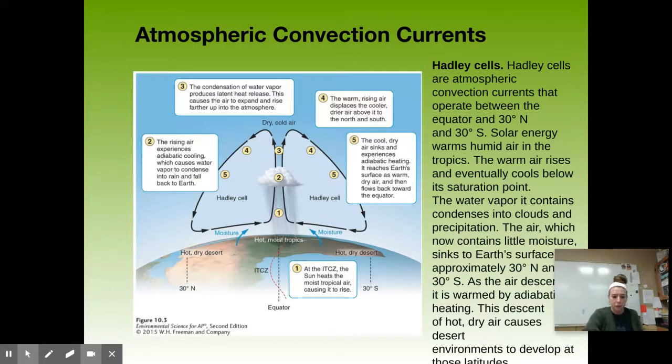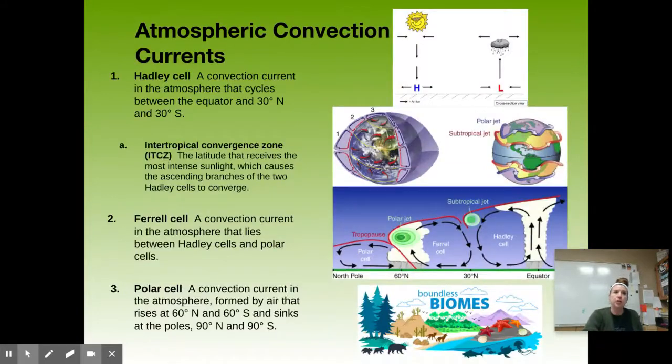Okay, so your Hadley cells, where they're located. The intertropical convergence zone is just going to be the latitude that receives the most intense sunlight. It's just north of the equator and just south of the equator, and this is where your two tropical zones meet, your tropical northern and your tropical southern. Now, they do not mix, and we'll explain why in a second. That has everything to do with the Coriolis effect.